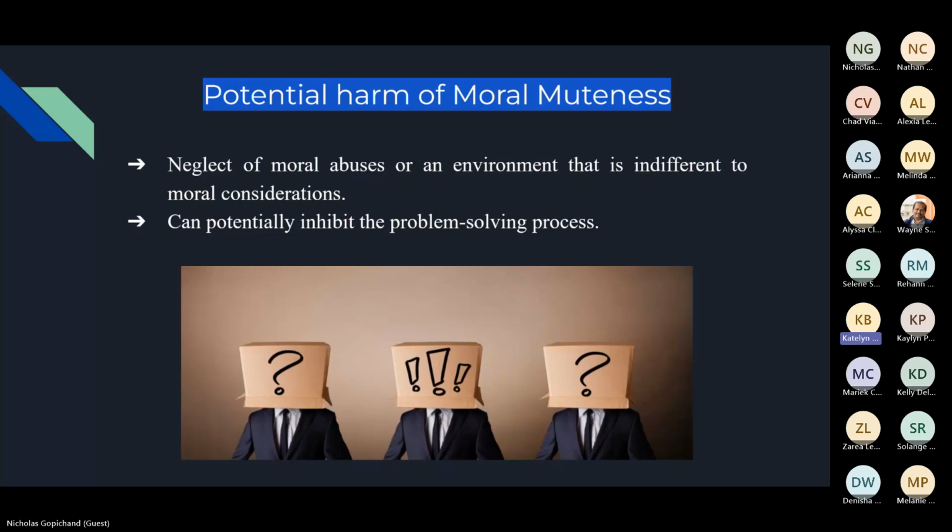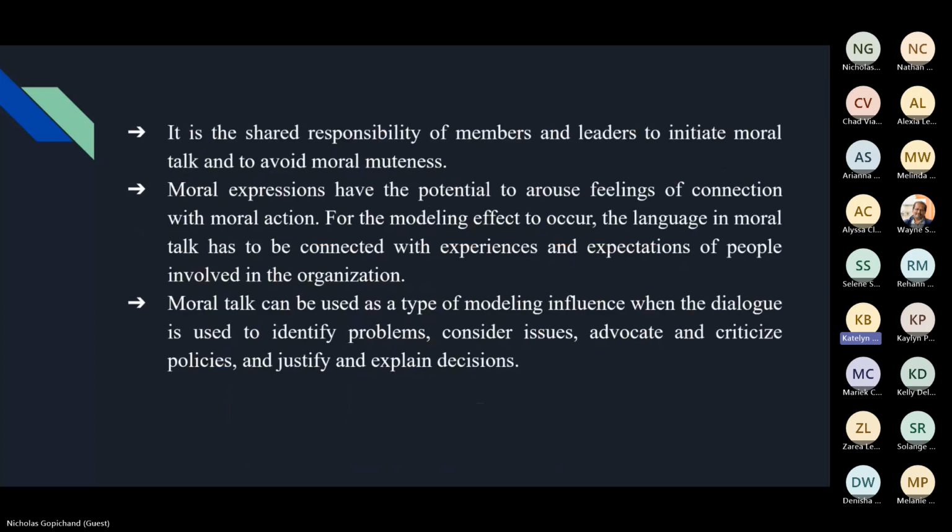This can potentially inhibit the problem solving process. It is the shared responsibility of members and leaders to initiate moral talk and to avoid moral muteness. Moral expressions have the potential to arouse feelings of connection with moral action. For the modeling effect to occur, the language in moral talk has to be connected with experiences and expectations of people involved in the organization.